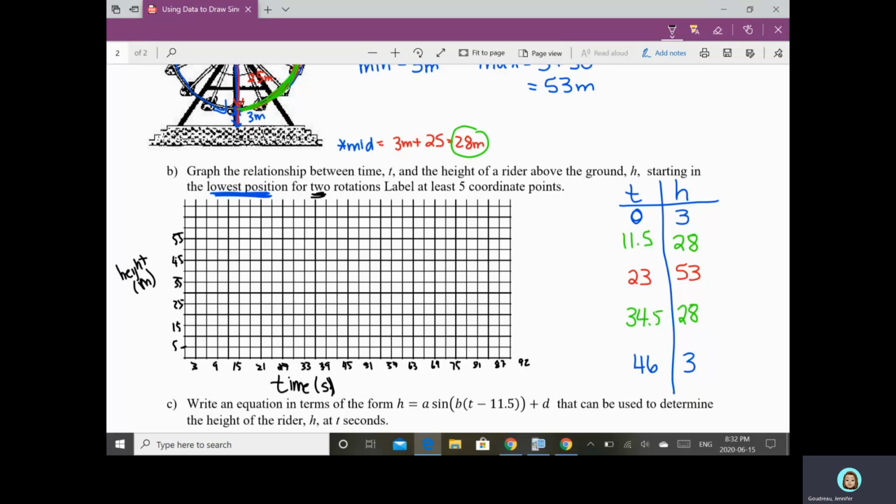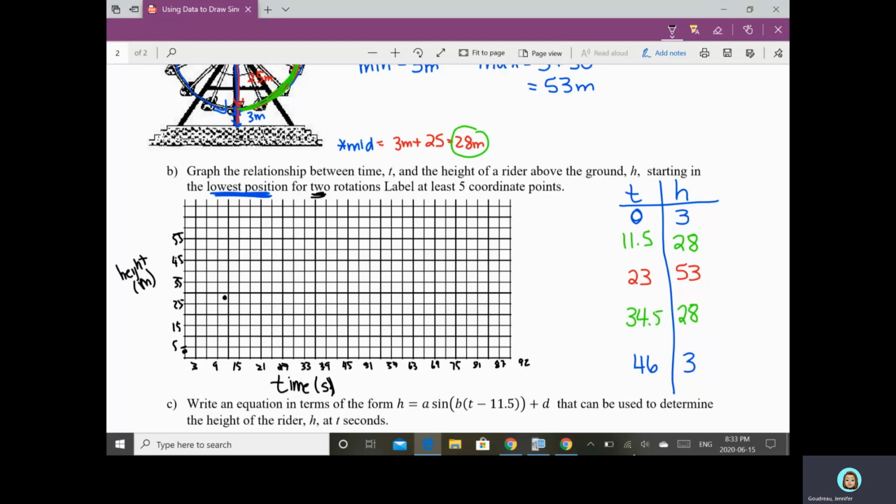Okay, so we are going to have to estimate where some of our points are, but that should be okay. So at 0, we're at 3. So I'm just going to put that below the 5 there at 3. At 11.5, so 9, in between, this is 12 right here. So we're going to snuggle a little bit close to that, and then we're all the way up at 28. So this is 30, so somewhere in here, and it's okay to estimate where it's at. Then at 23, so here's 21, here's 24. So right in here, we're up at the top at 53.